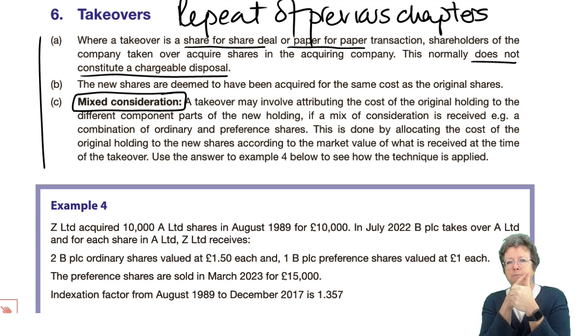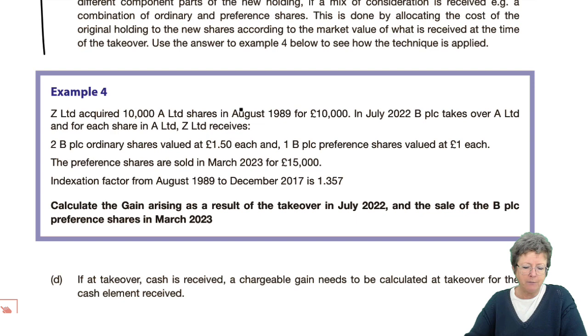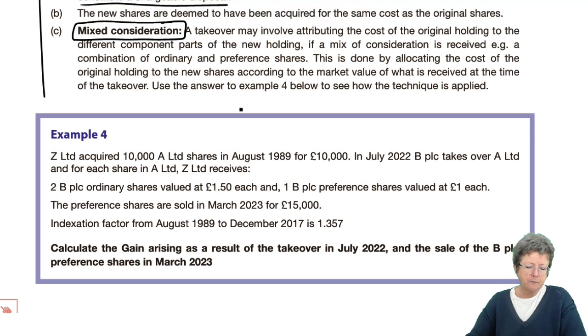What did he have originally? Step 2, what did they get in the takeover? Step 3, what was the value of those shares at the time of the takeover? And therefore you need to allocate the cost according to the valuations. So we're going to have a look at example number 4.